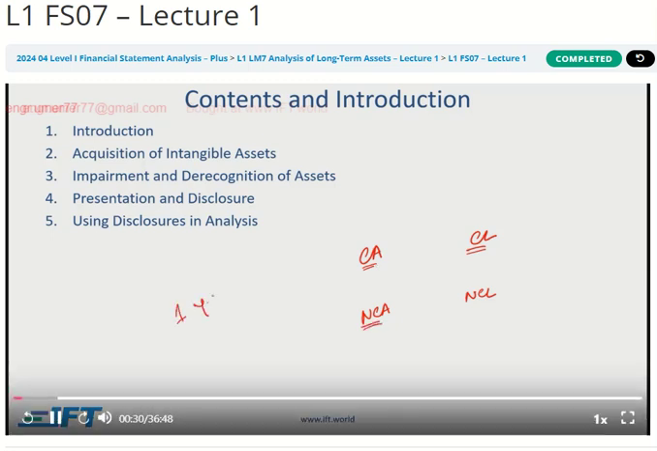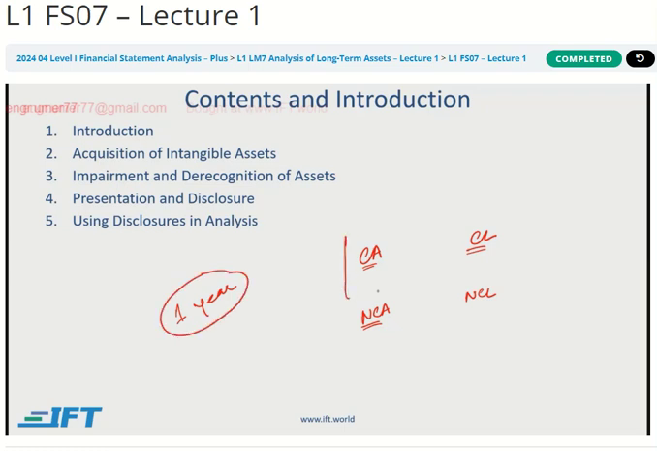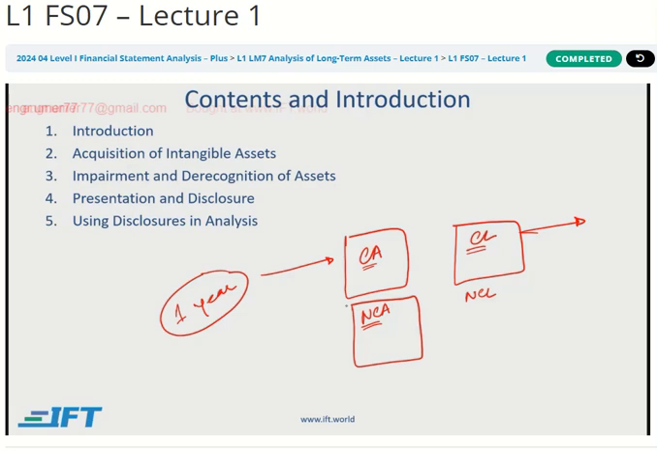For most companies, if assets are expected to be converted into cash within 1 year, that is what makes up your current assets. Or if the liability is expected to be paid off, settled within 1 year, then it is a current liability. Whereas if the asset is going to give you economic benefits for greater than 1 year, then that will be considered a non-current asset. And if the liability is a long-term liability like a long-term loan, then that will be a non-current liability, which will be paid off over the course of multiple years.